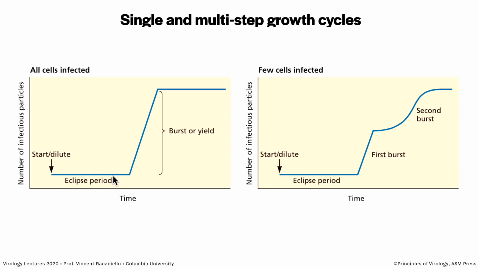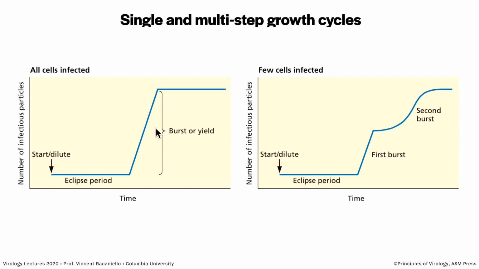That's the eclipse period, because what's happening is the genome is getting out of the particle, and it's being made into mRNA. Proteins are made and being assembled. And then at some point in the infectious cycle, you start to see new virus particles made, and that's called the burst or the yield of the infection, and eventually it plateaus as you kill all the cells, for example. So that's one step, because all the cells are infected and they all go through the same thing at the same time. And you can imagine that's very powerful experimentally, because if you want to study some process, you have now an amplification of it because it's happening in every cell at the same time.